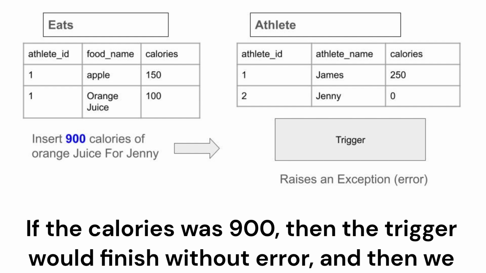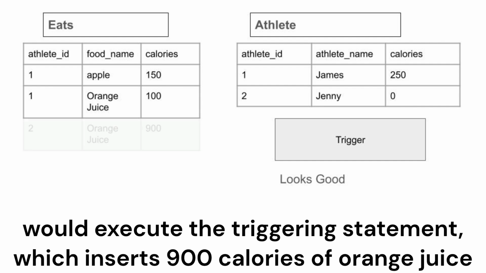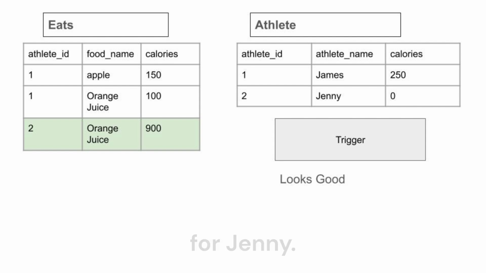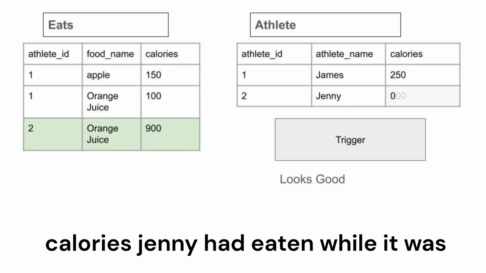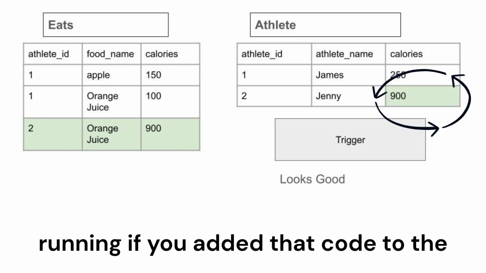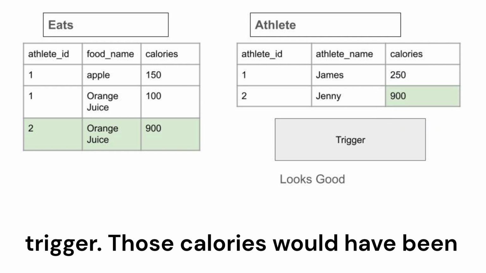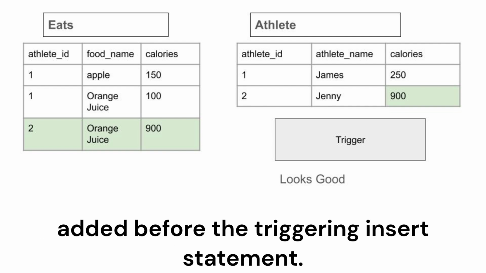If the calories was 900, then the trigger would finish without error, and then we would execute the triggering statement, which inserts 900 calories of orange juice for Jenny. That trigger could have also updated the calories Jenny had eaten while it was running if you added that code to the trigger. Those calories would have been added before the triggering insert statement.